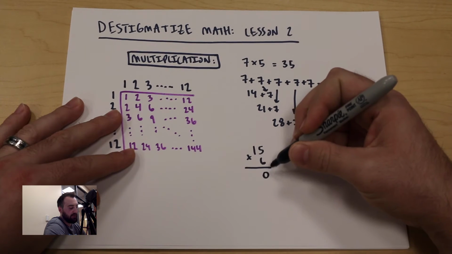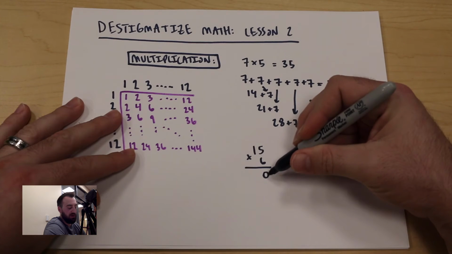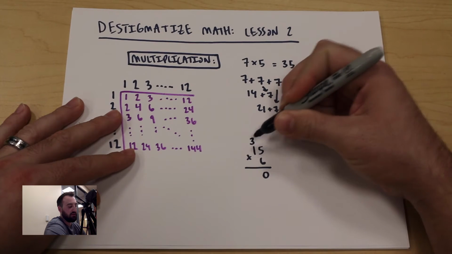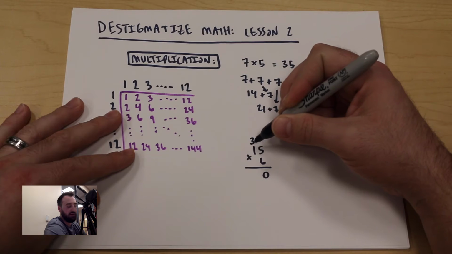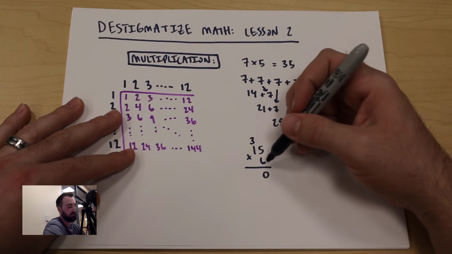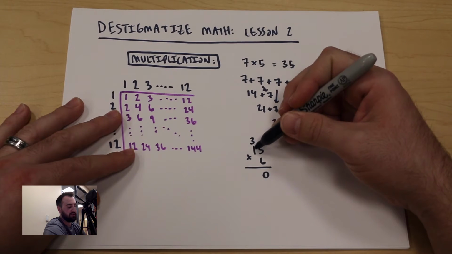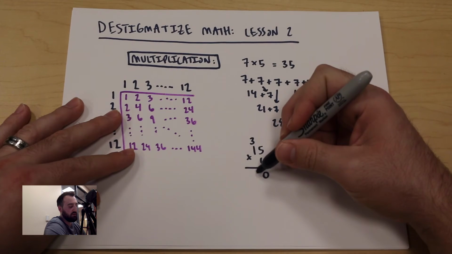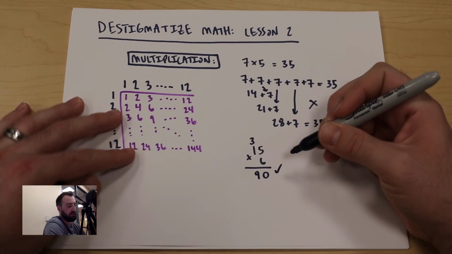And again, you get the number 30, which has a 0 in the ones place and a 3 in the tens place. So you carry the 3 because now you're in the tens place. And so now you multiply the 6 by the 1, which gives you a 6. And then you add the 3, which gives you a 9. And the answer is 90.